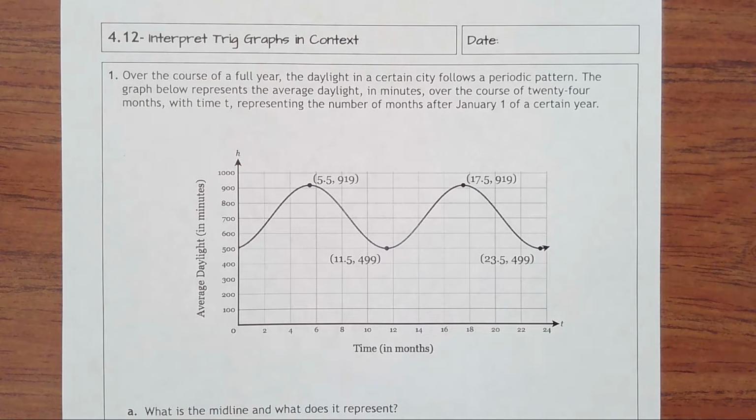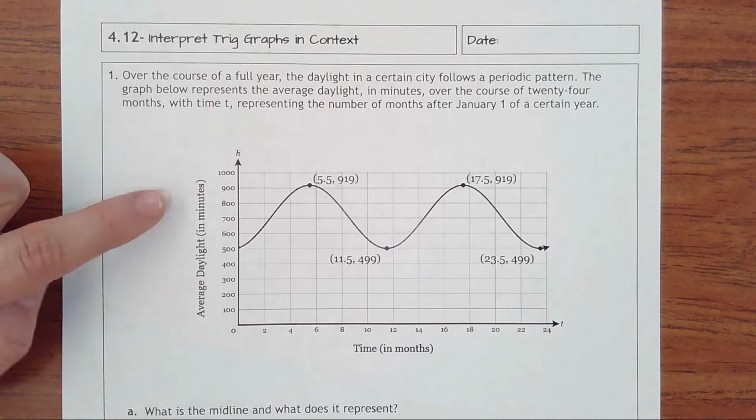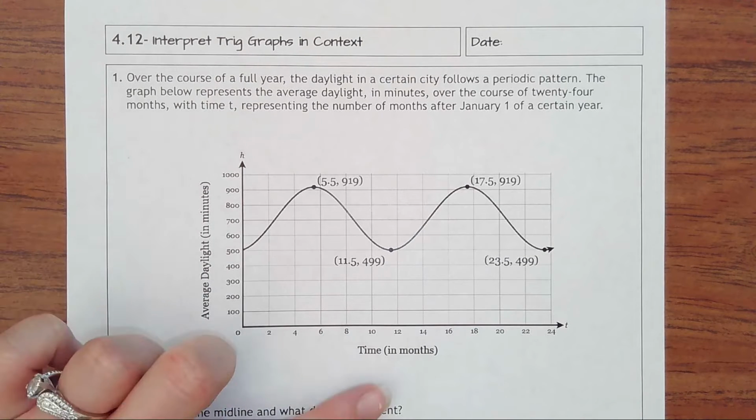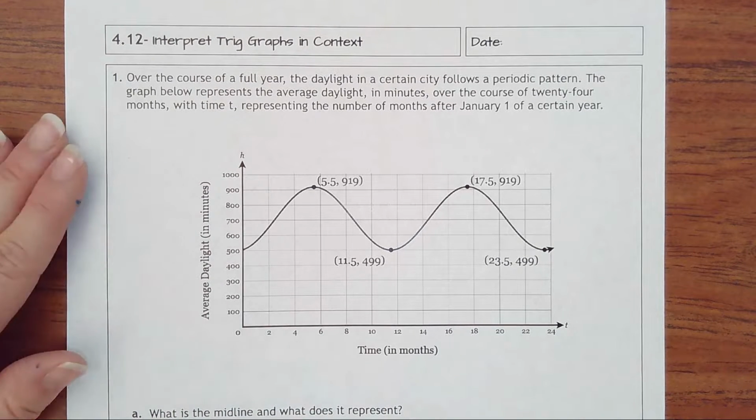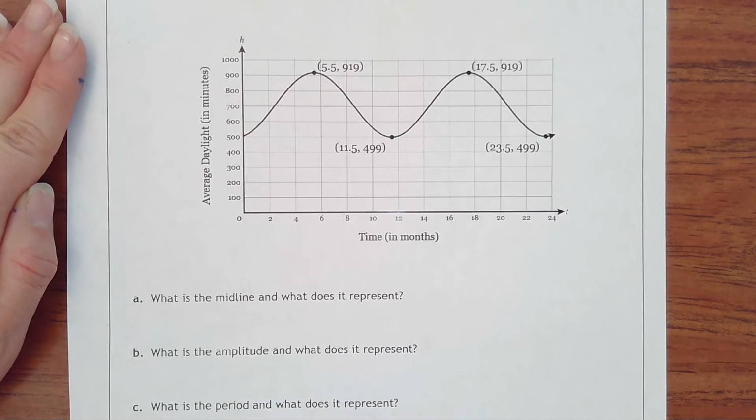4.12, interpret trig graphs in context. Over the course of a full year, the daylight in a certain city follows a periodic pattern. The graph below represents the average daylight in minutes over the course of 24 months, with time t representing the number of months after January 1st of a certain year. So basically this is our minutes of average daylight for each month for 24 months. And we're going to find each of the following about this graph.